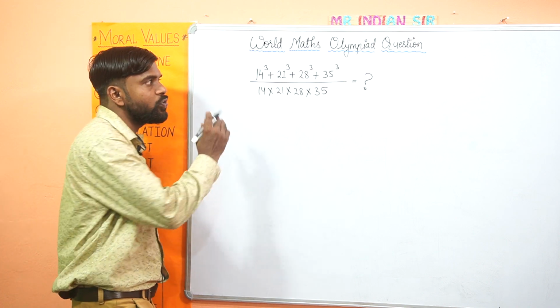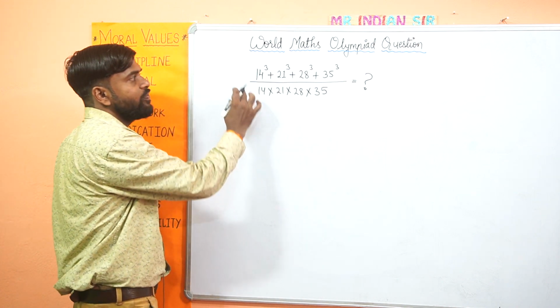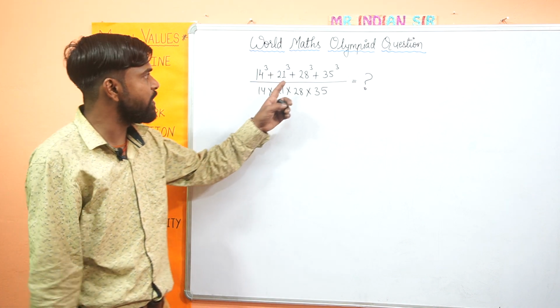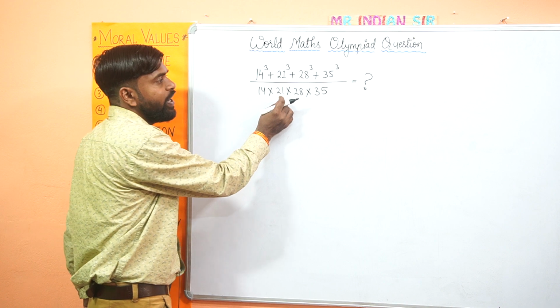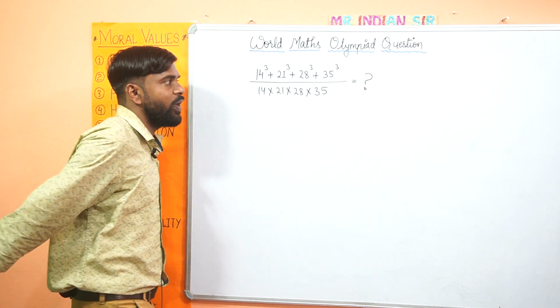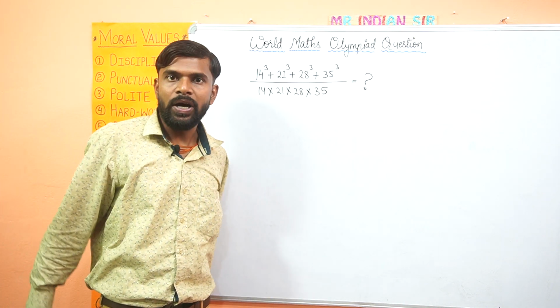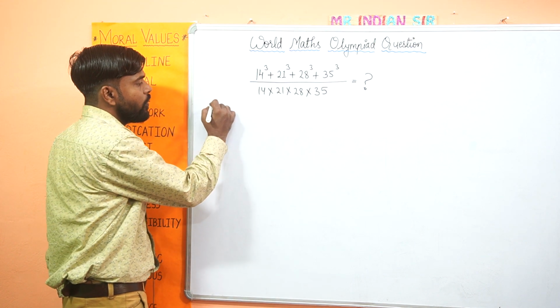And how are we going to solve this? Okay, so the question is: 14 cube plus 21 cube plus 28 cube plus 35 cube upon 14 into 21 into 28 into 35 is equal to how much? Alright, so let's begin with the solution quickly.